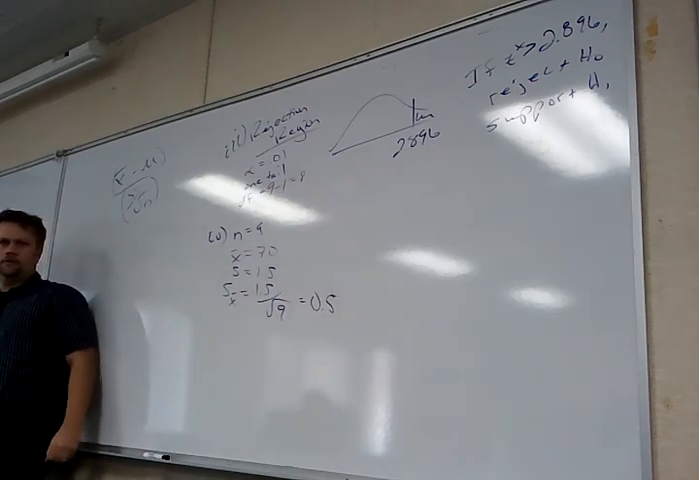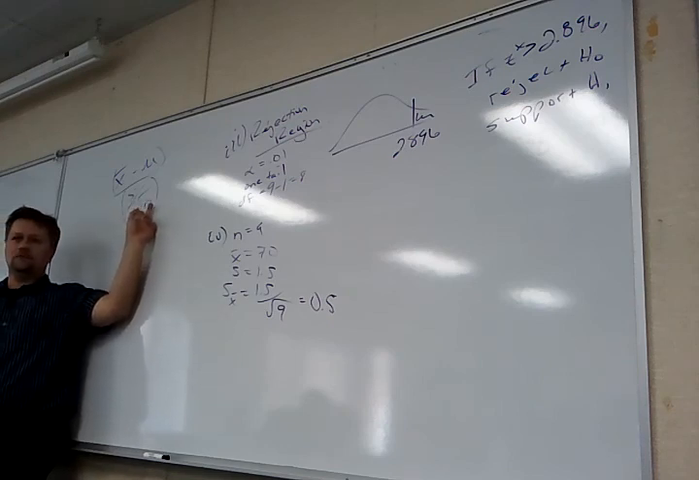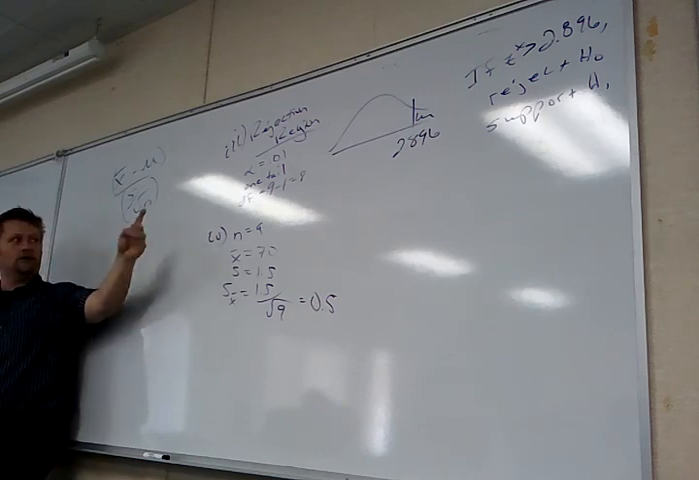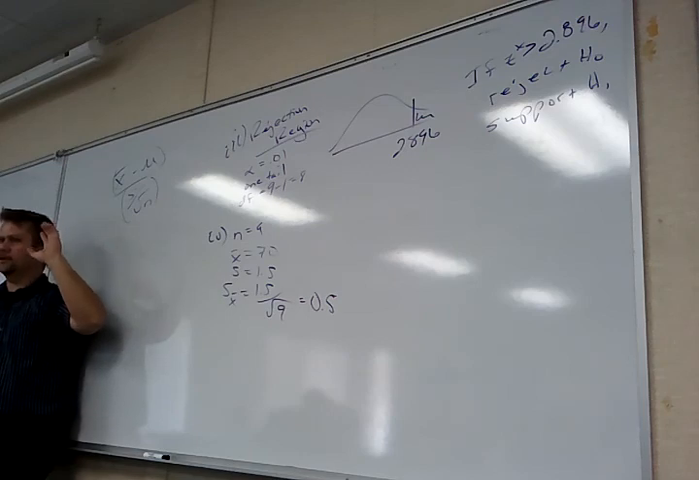How we doing? So in one way or another, you just don't do it twice. Don't divide by the square root of 9 twice. Either do it here and then use that standard deviation, or put it all in here together. Right? Whichever way you want to do it.